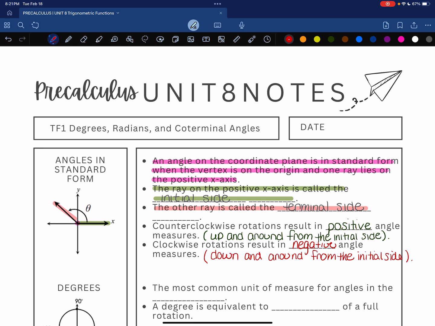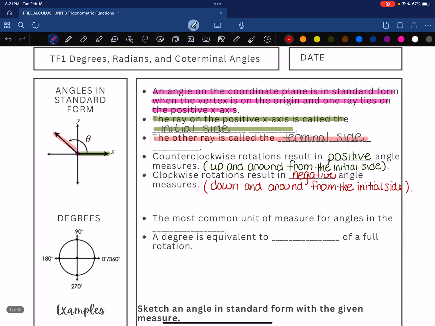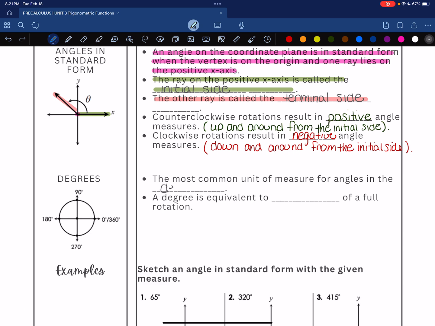Okay, so that gives you an idea of how angles can be placed over a coordinate plane, and then we're able to actually measure them in our coordinate plane. When we're working in our coordinate plane, the most common unit of measure whenever we're dealing with angles is the degree, and it's denoted with a little circle like that.